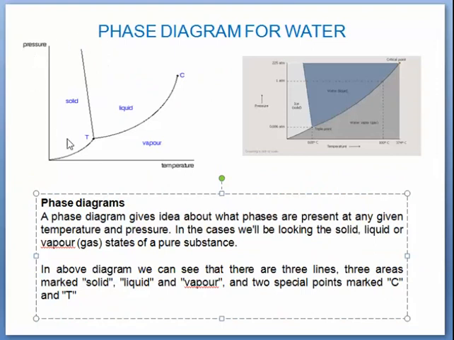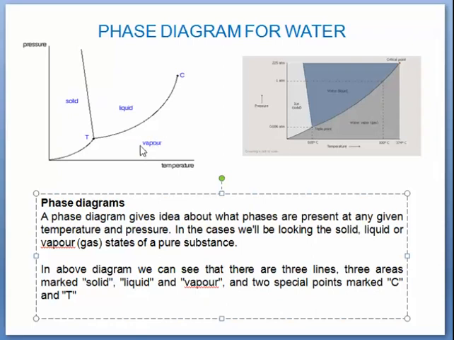So this is the phase diagram, or the PT diagram for water. The phase diagram gives an idea about what phases are present at any given temperature and pressure, in the cases where we're looking at the solid, liquid or vapor states of a pure substance. So here you can see, if any substance at a given pressure and temperature is in this zone, it will be in the solid phase. If it is in this zone, it will be in liquid phase, and if it falls in this region, then it will be in the vapor phase.